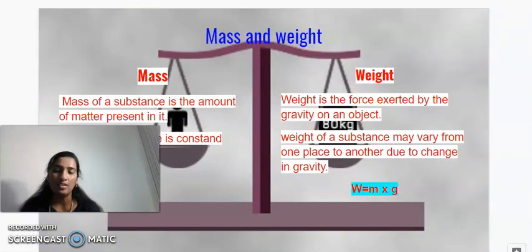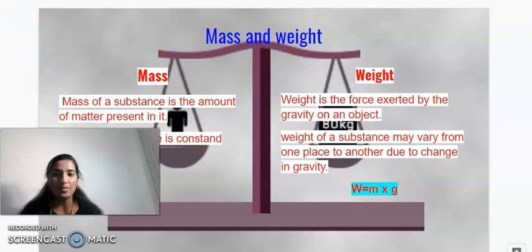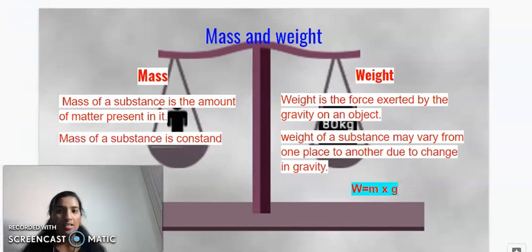Mass and weight. Is there a difference between mass and weight, or are they the same? Yes, there is a difference between mass and weight. The mass of a substance is the amount of matter present in it. It's always constant. Mass does not change.